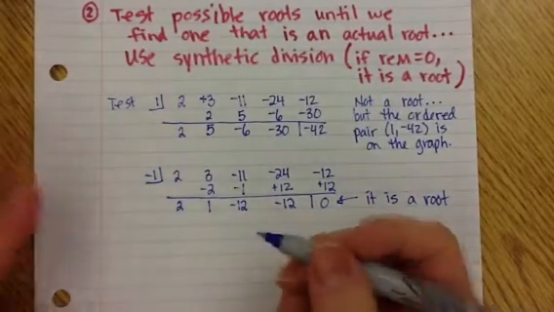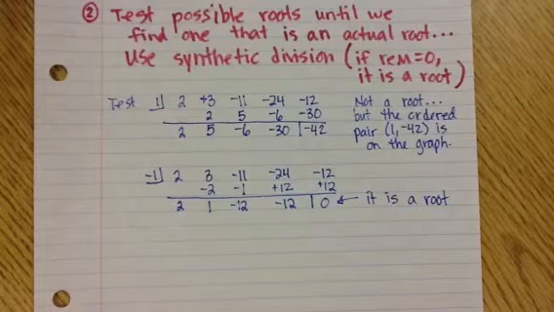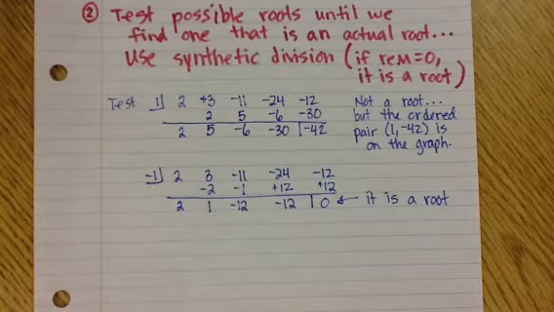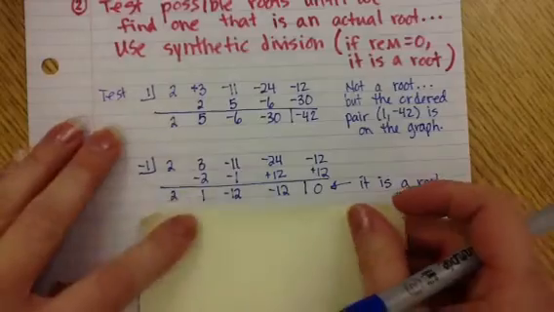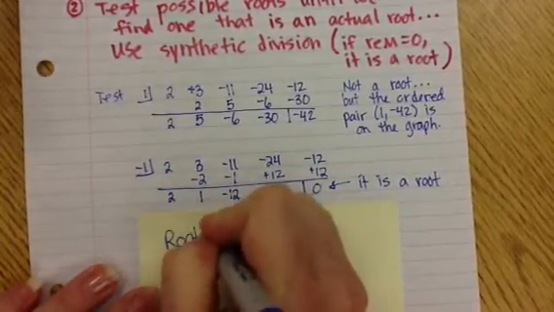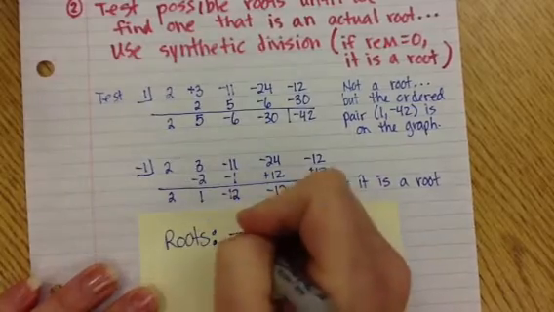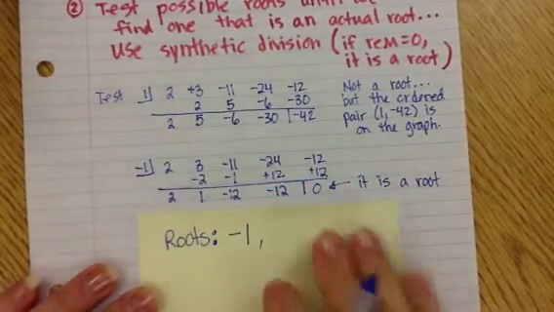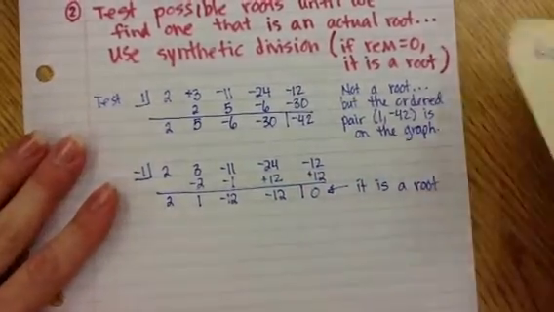So what we're going to do then is that we will add that to our list of roots. Let me grab something real quick. We'll use a post-it note to list our actual roots of our equation. Roots. We found the first one is -1. I'll keep that off to the side.